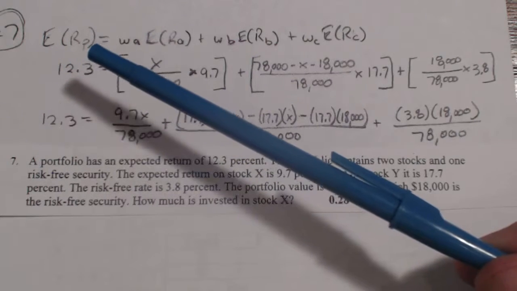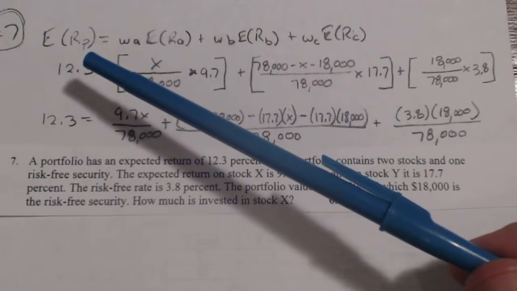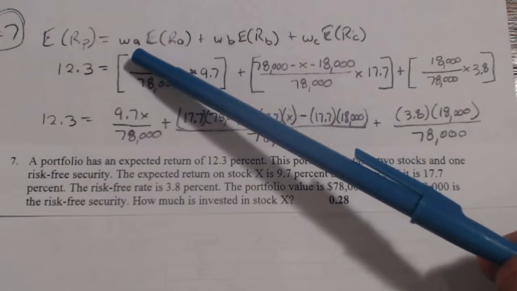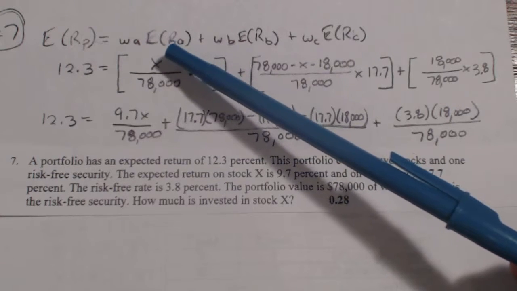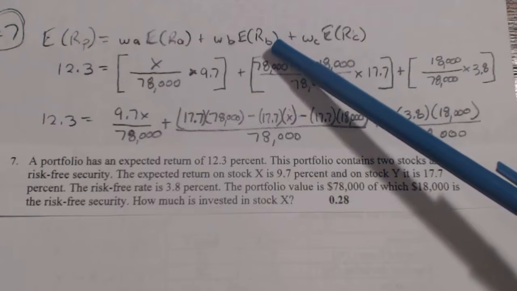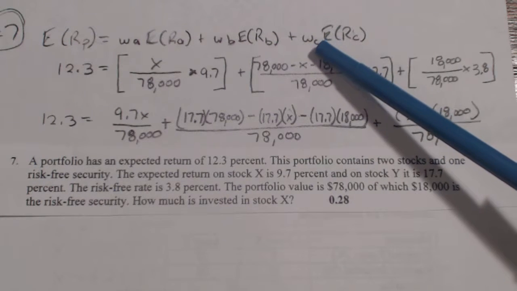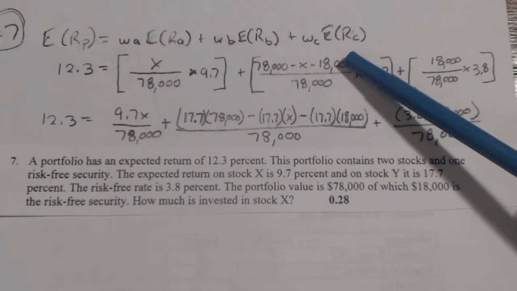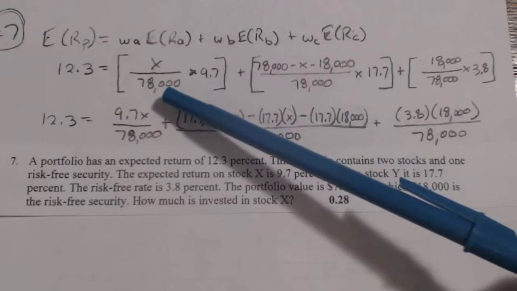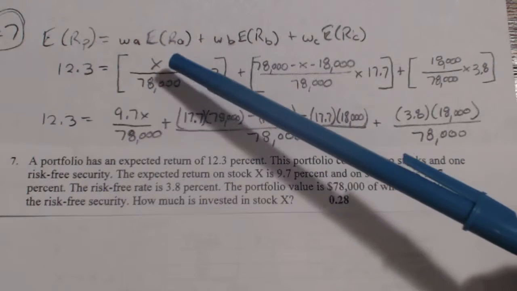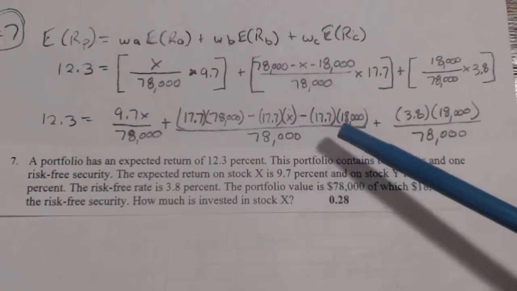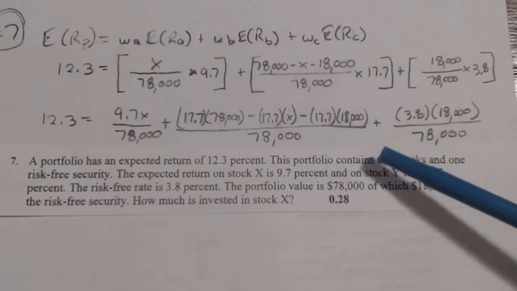The expected return of the portfolio equals the weight of stock A times the expected return of A, plus the weight of B times the expected return of B, plus the weight of stock C times the expected return of stock C. And what is the weight made up of? Remember, the total amount that you have is the bottom, the denominator, and the amount that you're going to have in that stock is the numerator.